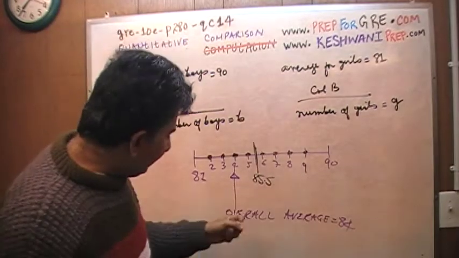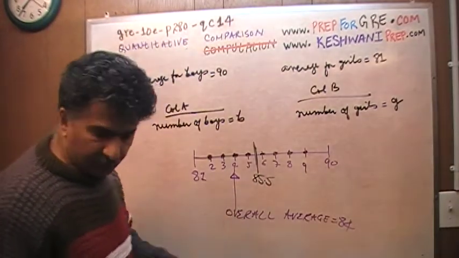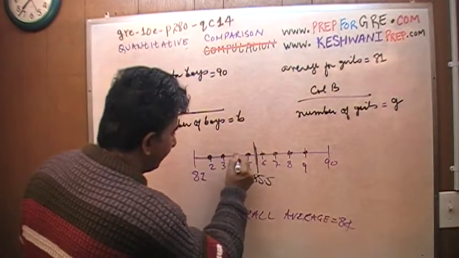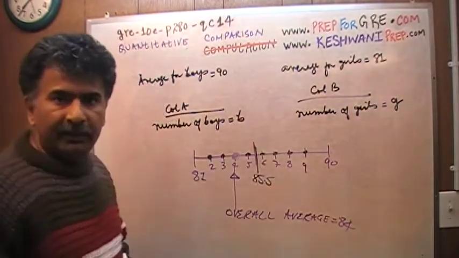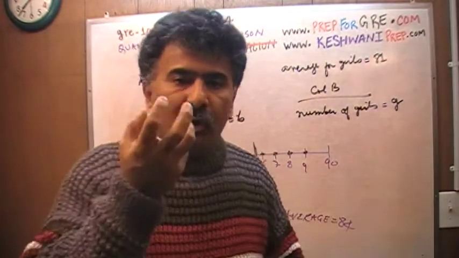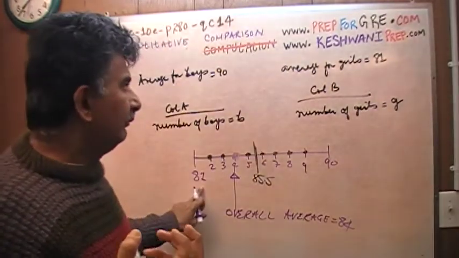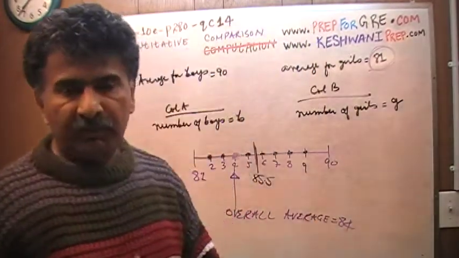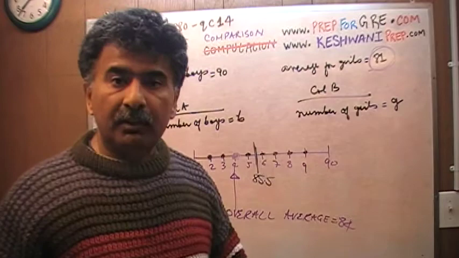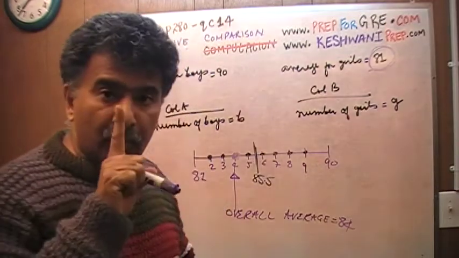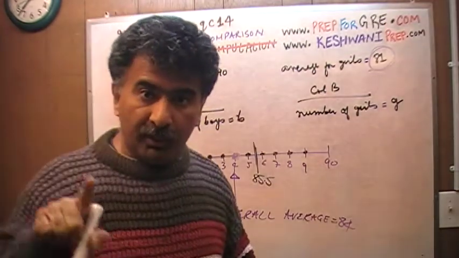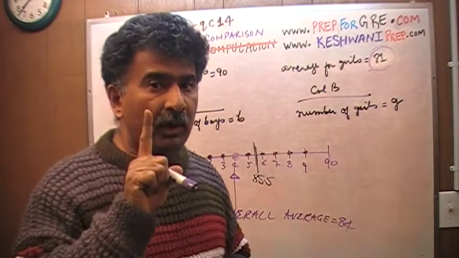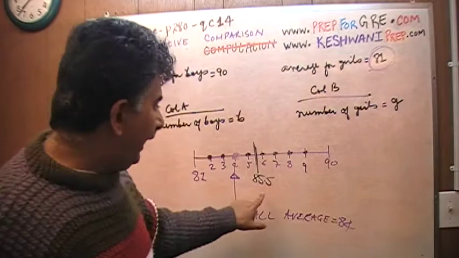And that's why the actual score of 84, the overall average right here, is to the left of the scale. That tells me there are more people scoring toward the lower end, 81. Hence there are more girls, that's all. There must be more girls because they are pulling the average down. If there were more boys than girls, the overall average of the class would have been higher than 85.5.